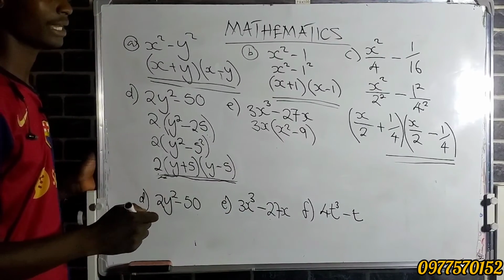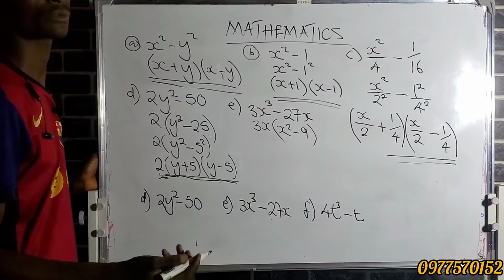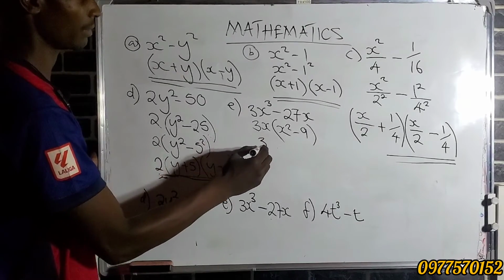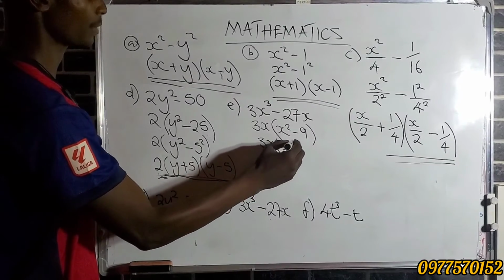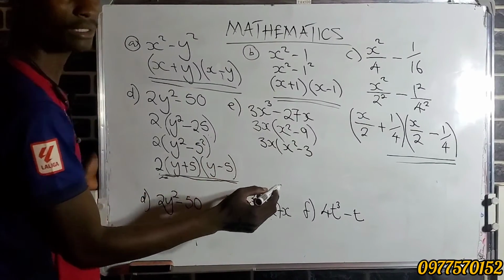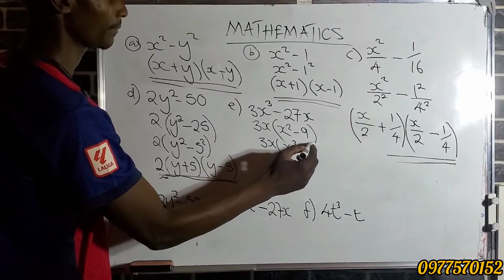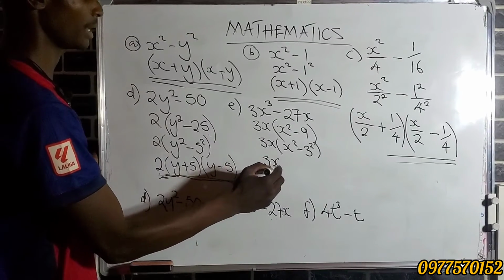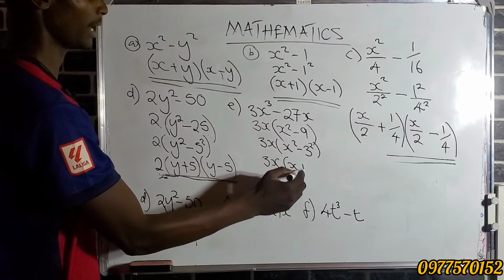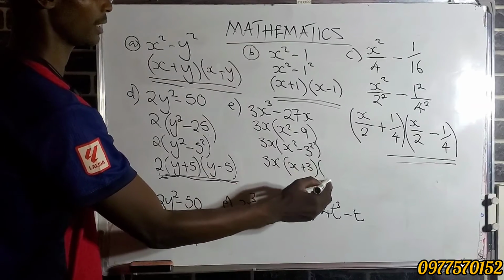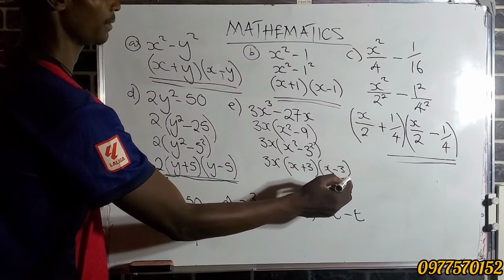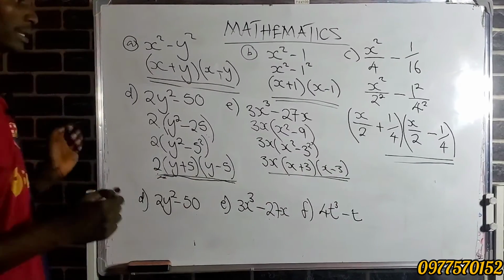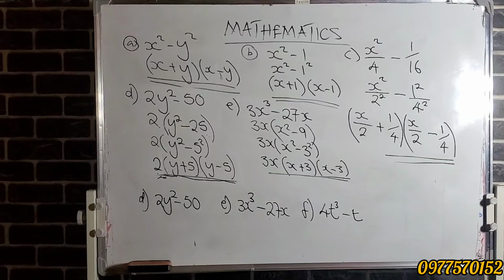Now, when you look at what is inside there, it's a difference of 2 what? Squares. So it can be written as 3x, x squared minus 3, 9 is the same as 3 what? Squared. 3 squared. Okay. Then the final answer is 3x, open bracket, x plus 3, then x minus 3. And this is the answer. That is the answer. Okay.